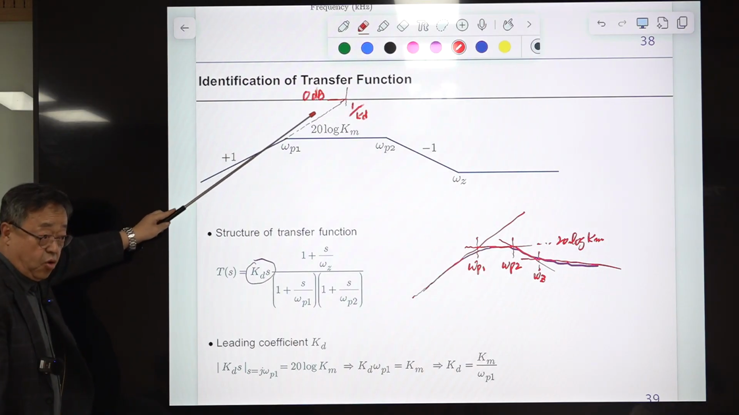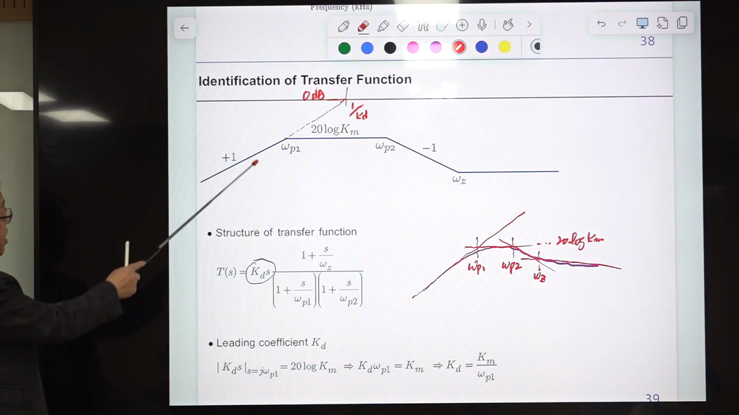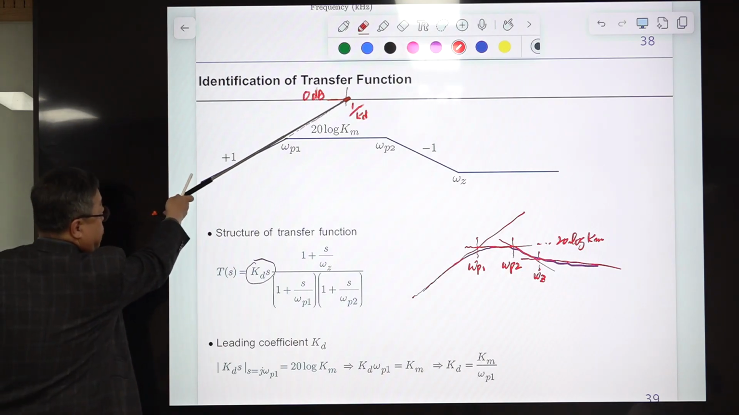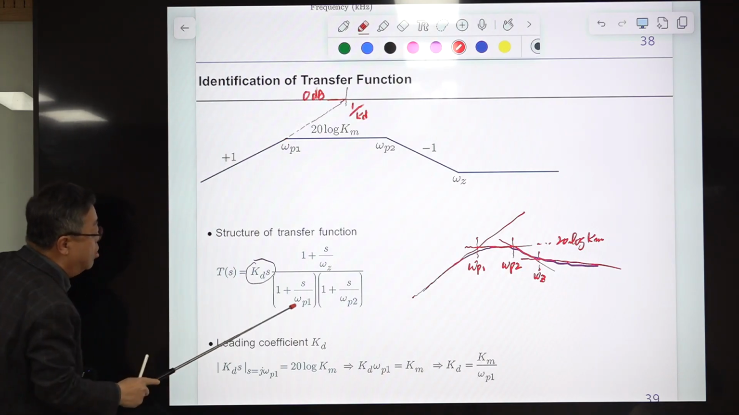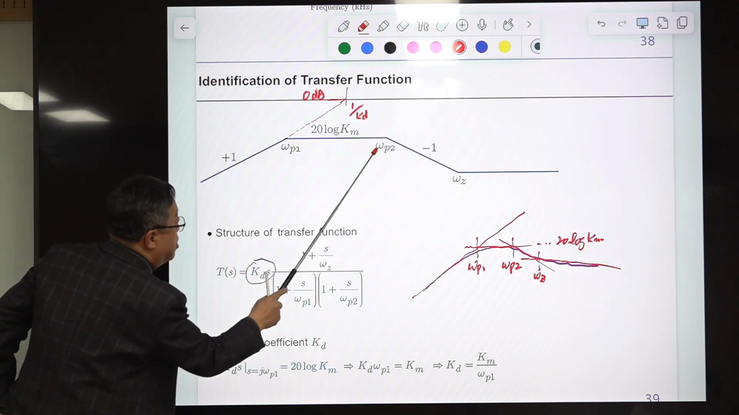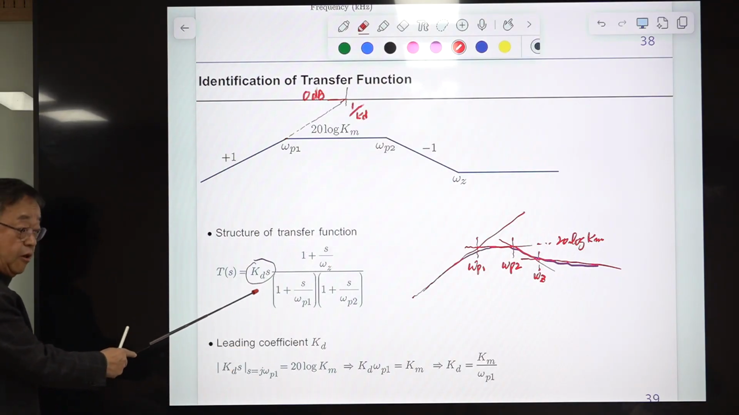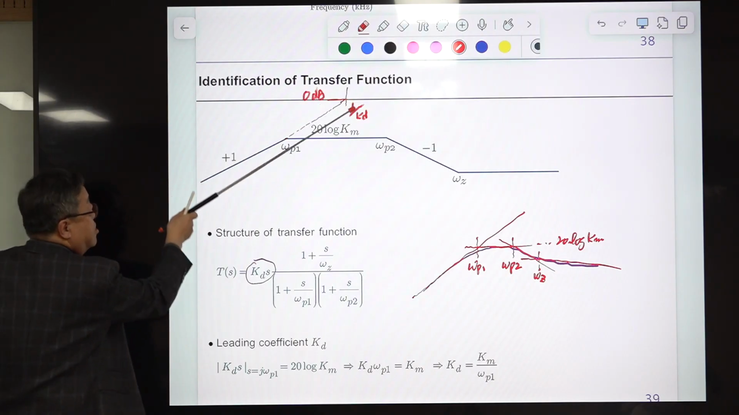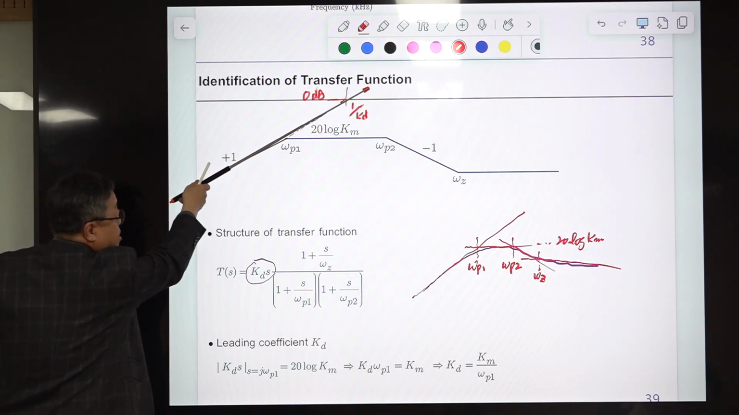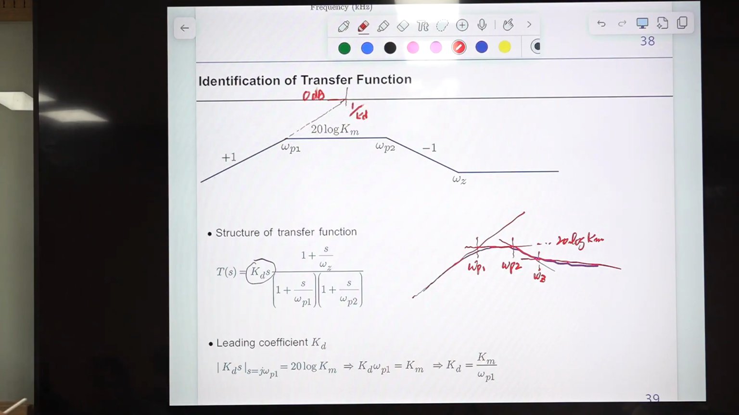Okay, or you can find this out easily with a different method. Initially you have this differentiation, then you have this pole, the first pole, and another pole here, and you have a 0. They are known, and the only unknown parameter is KD. KD is determined in this way by extending this and finding out the 0 dB line here. That is one method. And another, more desirable method, is to consider this.